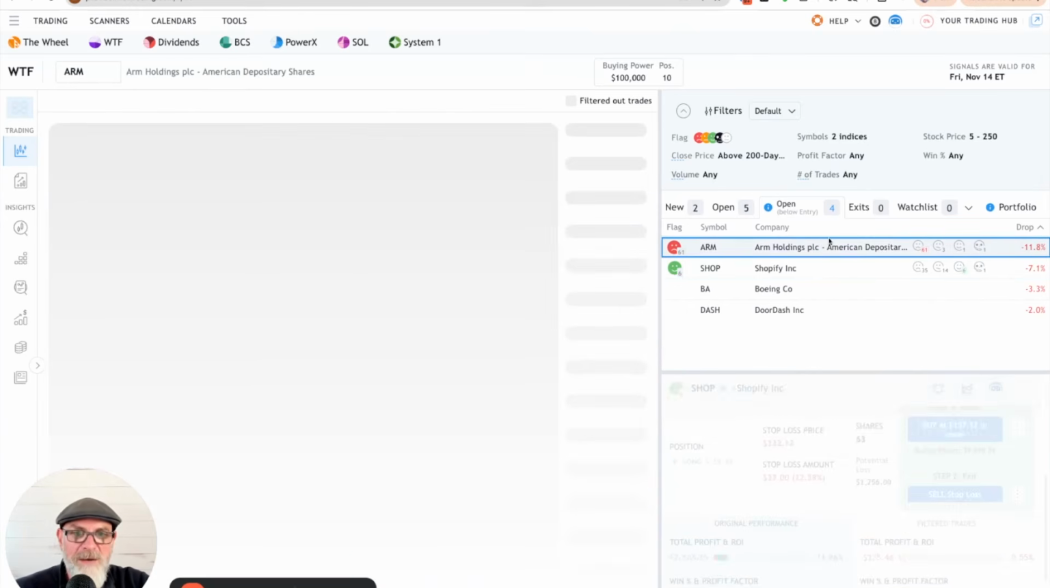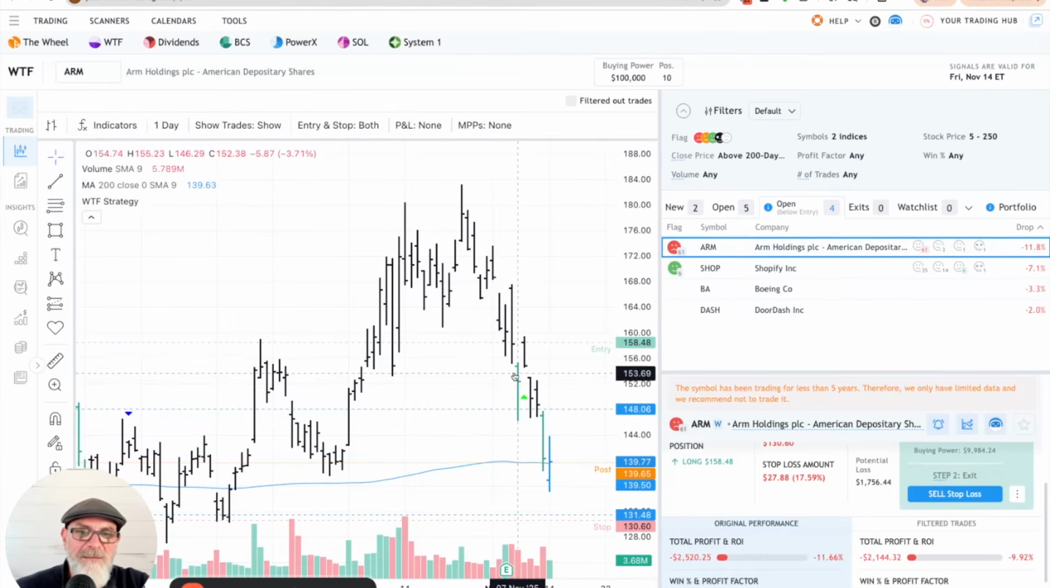I want to point out ARM here. ARM is having a difficult time based on the original entry signal, and this is one that I did not trade. And there are really 2 reasons. One, we see that based on the past signals, this just wasn't a good stock for this particular strategy. It was not profitable based on the exit signals. That was a red flag. And then also we see that it has been trading for less than 5 years. We really like the idea of analyzing at least 5 years of data, and that's what the software does for us. So for those 2 reasons, this is a trade that I did not take, and I'm glad I didn't.